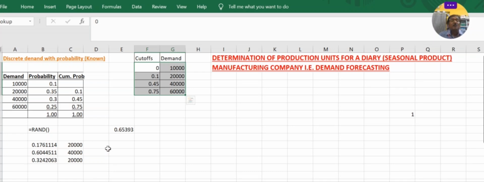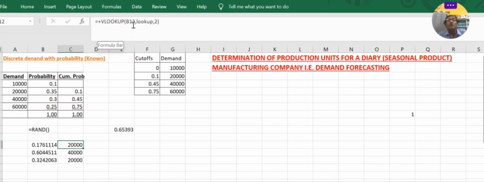How will we connect the demand amount with the random variable amount? The random number is written here with the help of a formula. This is the random number, and for every cell it is random. And here the VLOOKUP formula of Excel will be used to connect the random number value with the demand. What is the formula? It is shown here.